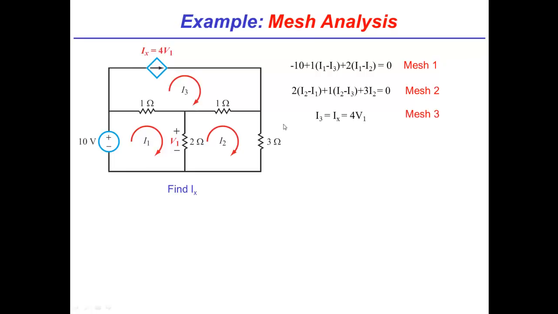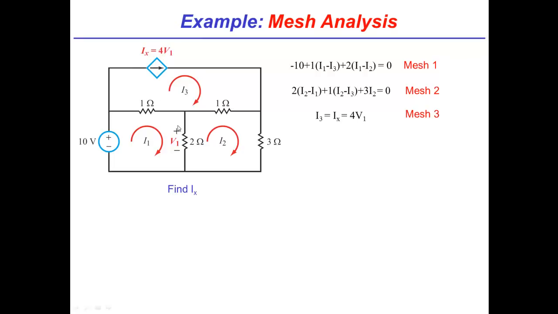The current source tells me that I3 is equal to Ix. And I know what Ix is. I've been told that Ix is equal to 4 times V1. So for mesh 3, I don't actually have to write the full KVL. If it was an independent source, that would be the end of it, because then you'd get I3 equals some number, say 5 amps. But in this case, now it's equal to V1, but V1 isn't a current, and we're only solving for current. So what are we going to do?